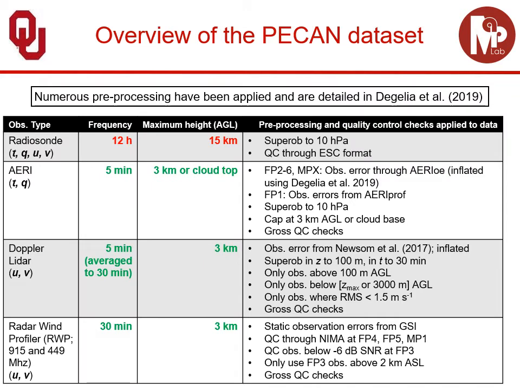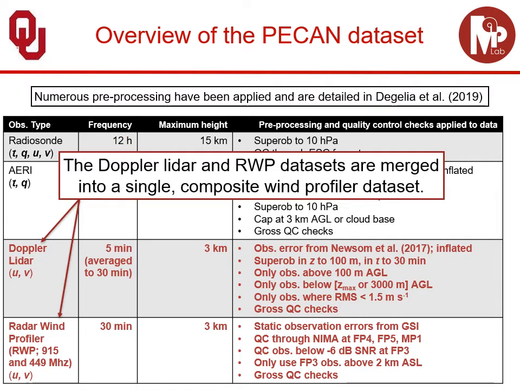Now, I showed this slide earlier to introduce the PECAN dataset, but I also want to highlight the numerous pre-processing and quality control checks that we apply to these data in order to clean them up. But most importantly, we merge the radar wind profilers and Doppler lidars into a single composite dataset that we call composite kinematic profilers. Since one of the goals of this project is to focus on assimilating co-located datasets, if we treat the Doppler lidars and radar wind profilers as part of the same dataset, that increases our number of potential observing sites assimilated for each case. And the way we do this composite is discussed a little more in the paper, and we'll go through it here.